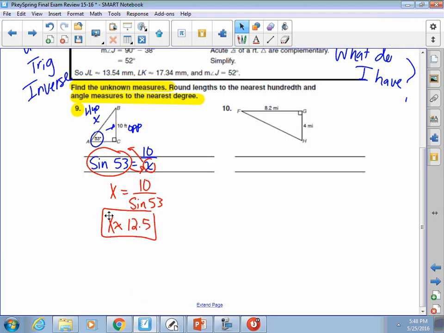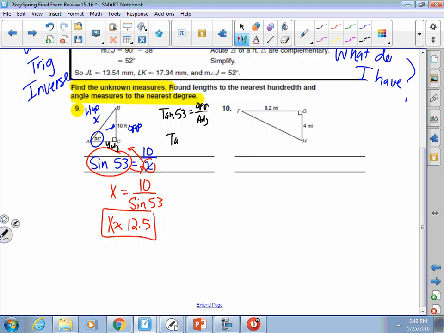Now let's say I was looking for the other side. I wanted to use trig. So let's say I was looking for, I'm going to name the AC the y. This would be opposite and this would be adjacent. Again, you would have to set up your trig. So this would be tangent, because tangent 53 equals opposite over adjacent, which is tangent 53 equals 10 over y. And again, y is on the bottom. So we take this, move it there, take that, move it out.